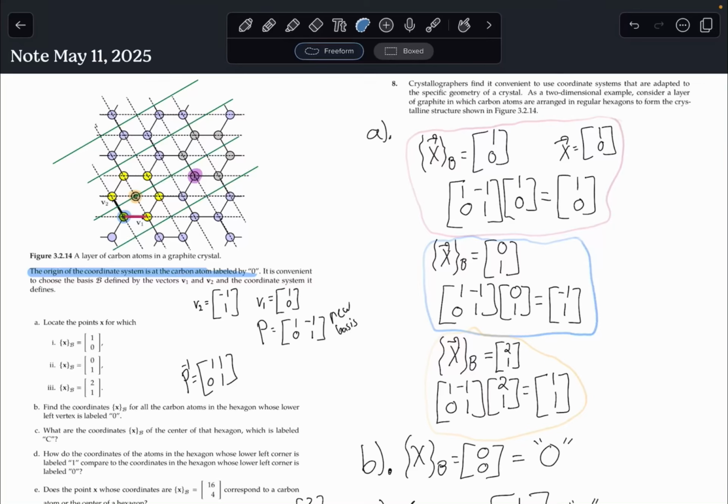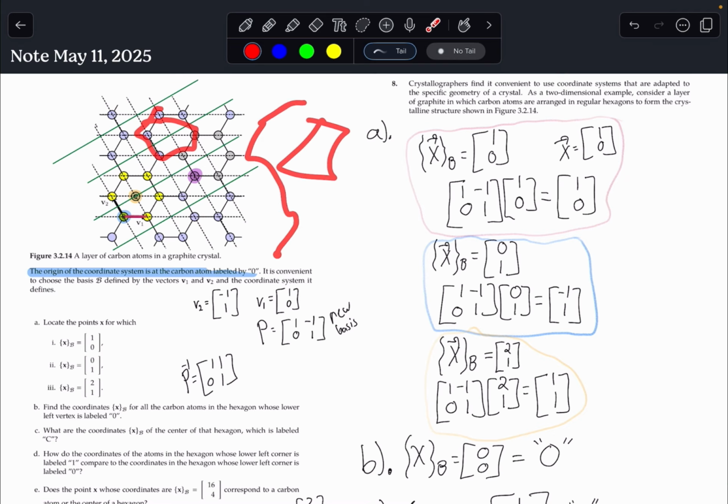So for this problem, we've got these cool hexagons that represent atoms of carbon, but I'm not a chemistry person. I've never been a chemistry person. Anything with chemistry usually scares me and I run away. But there are all these cool atoms and they're in the shape of hexagons. Just imagine a bunch of hexagons on a plane.